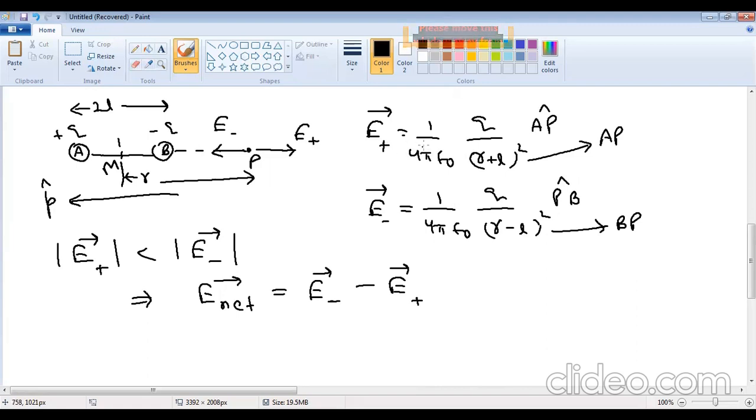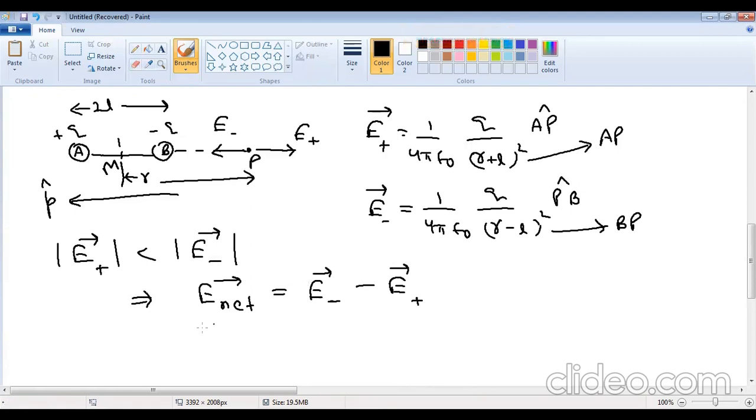The E positive vector is 1 upon 4 pi epsilon naught, Q upon (R plus L) square, AP cap. Mind it that this AP cap is the direction for the E plus field. Similarly, if we write the E minus, here we'll be having the direction PB cap, that is the direction for the E minus field. So we can see from this expression that the magnitude of E positive field is definitely lower compared to the E minus field because of the higher distance.